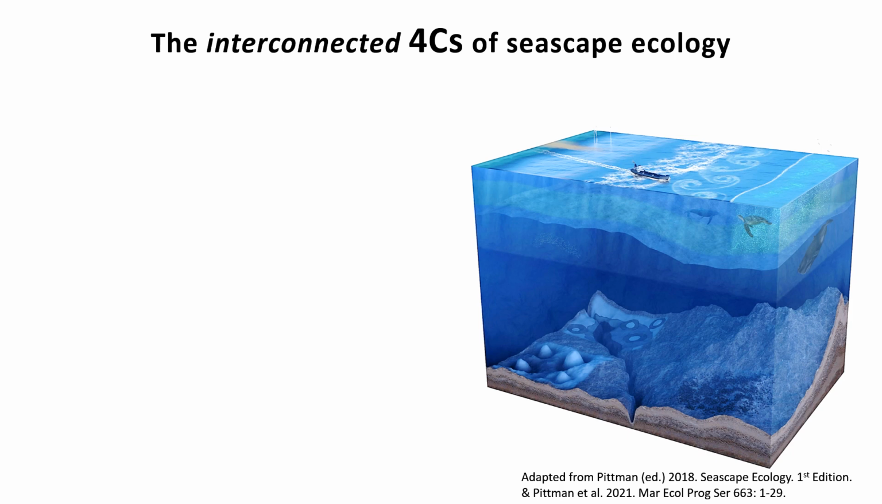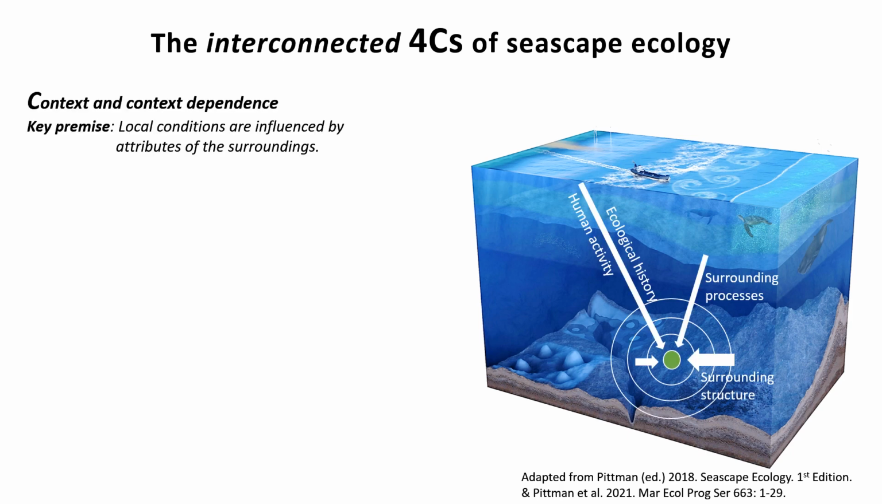Using the seascape cube here as a static representation of dynamic structure, let's start with context, with the simple premise that local conditions are influenced by attributes of the surroundings. This encompasses the influence of the patterns and processes surrounding a focal site in both space and through time, i.e. the historical ecology. As such, context can include the human dimensions, which we sometimes refer to as the 5th C for culture. Generalities may exist, but growing evidence suggests that we need to consider that unique combinations of site-based patterns and processes create system properties that are context-dependent.